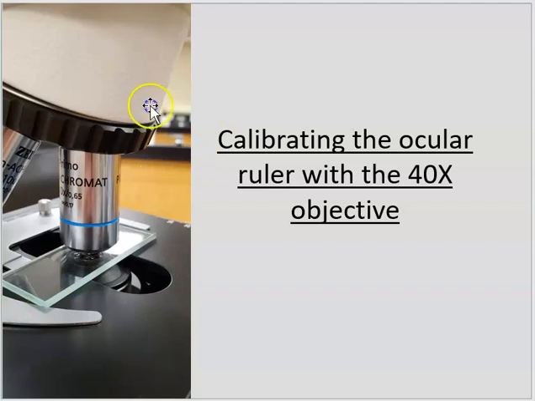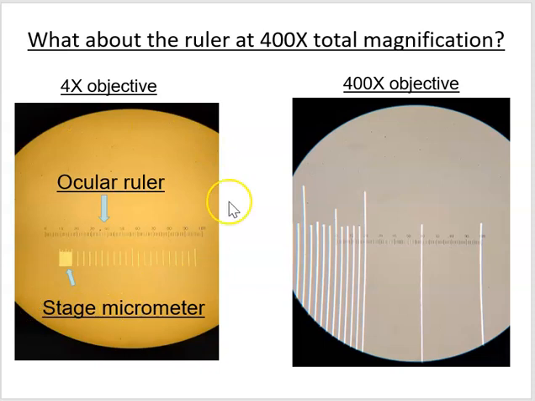We can also start doing our calibration of the ocular ruler with our 40x objective. And again, think about what happened when we went from the 4x objective to the 10x objective. Our field of view changed. And when you're looking at your stage micrometer at lower power, we could barely see this stage micrometer against the ocular ruler.